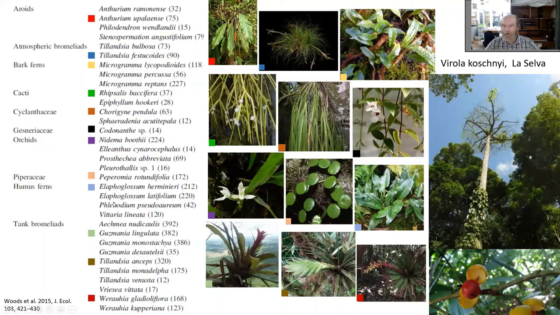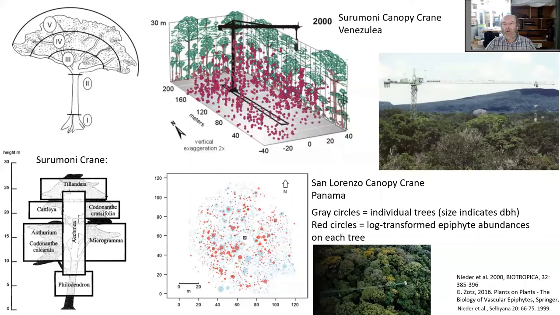The three-dimensional distribution of epiphytes and good surveys of epiphytes in plots are extremely rare because, of course, it takes a lot of tree climbing to get systematic sampling of epiphytes. Canopy cranes are a much better tool for that. And so this is a three-dimensional study of epiphytes at the Surumoni canopy crane in Venezuela.